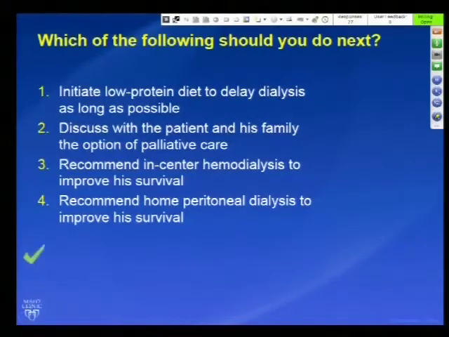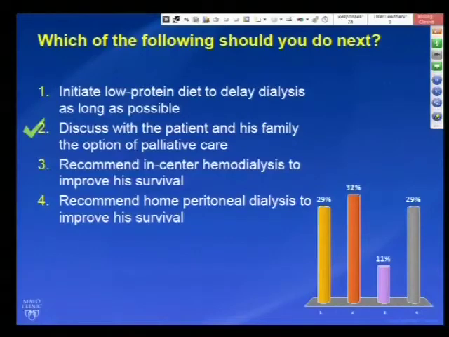Going to close the vote here, and let me work backward. You can see the answers are split between 1, 2, and 4. The answer I'm looking for is 2, to discuss with the patient and his family the option of palliative care. And I will show some recent literature and the importance of doing this up front.